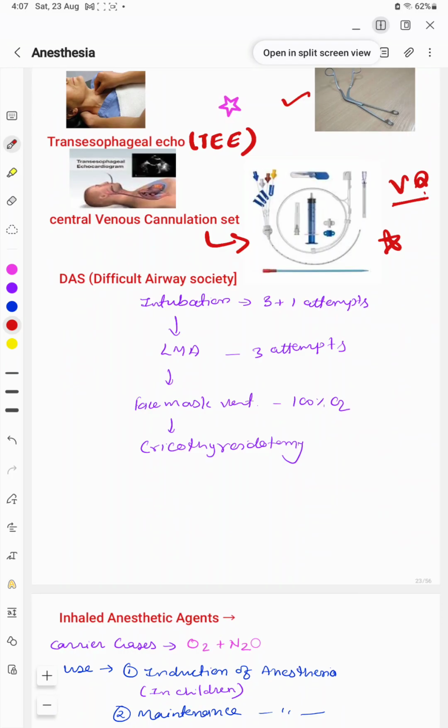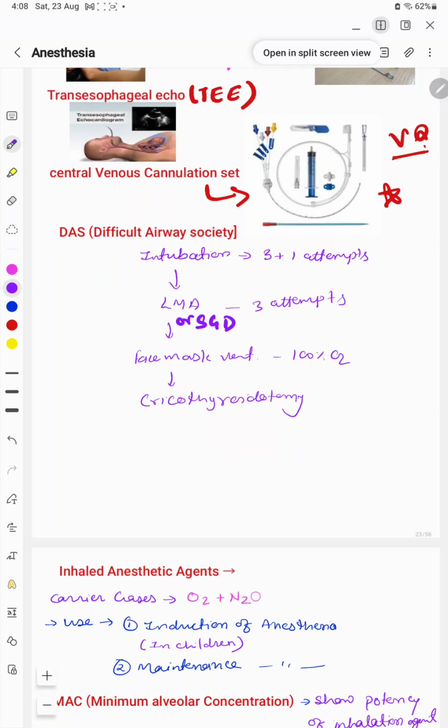Difficult Airway Society. Okay, what is that? We already discussed this. Intubation, we will try 3+1 attempts. Then we will do LMA or SGT, 3 attempts, and face mask ventilation we will try after. If we succeed, we will not continue the surgery. You need to remember, they can ask the question, what will you do when you succeed on face mask ventilation? You need to wake up the person. And when you fail, you need to do cricothyrotomy.